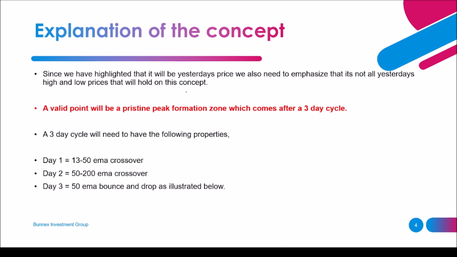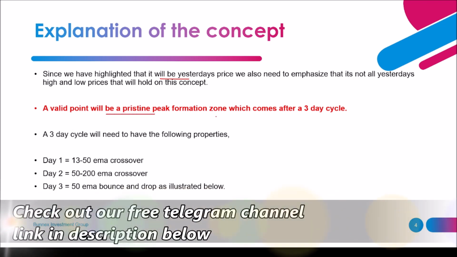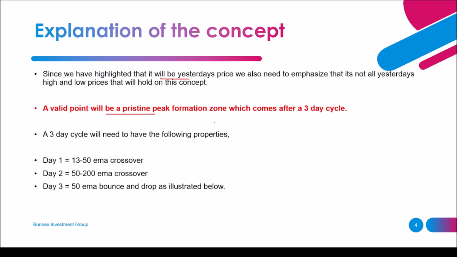Since we have highlighted that it will be yesterday's price, we also need to emphasize that it's not all of yesterday's highs or lows that will hold on this concept. Someone would just rush to the markets and say, I heard that yesterday's price is where they inject more portions, so I'm going to inject with them. But we are saying it's not always the case. There are points that are valid for that. A valid point will be a pristine peak formation zone which comes after a 3-day cycle. How does a 3-day cycle become high quality? A 3-day cycle will need to have the following properties.